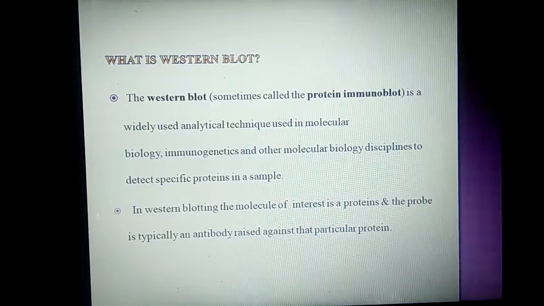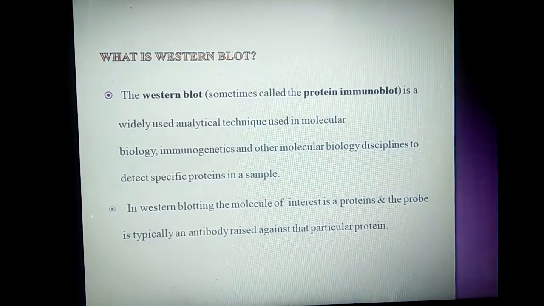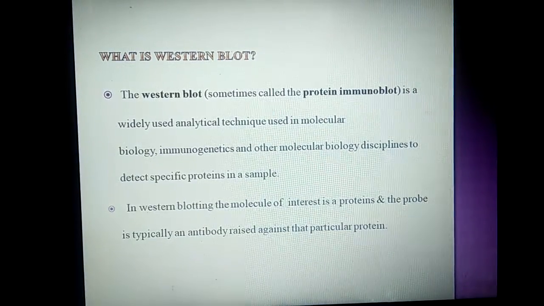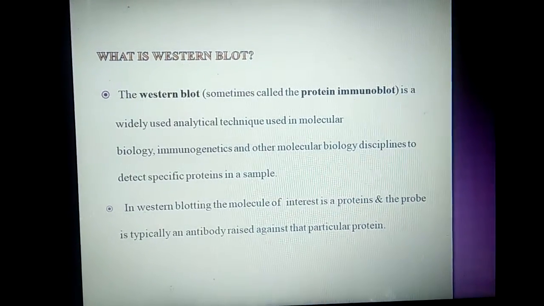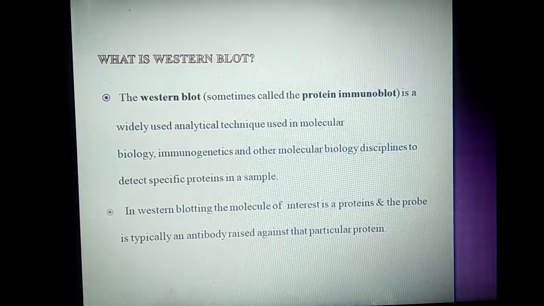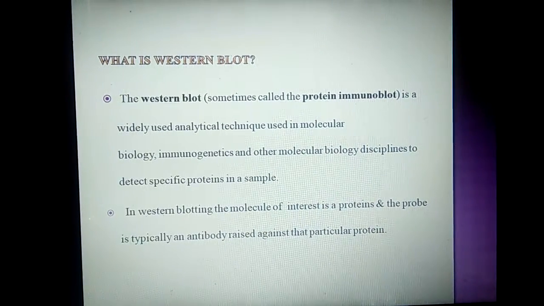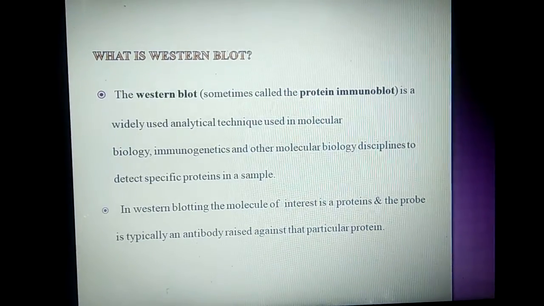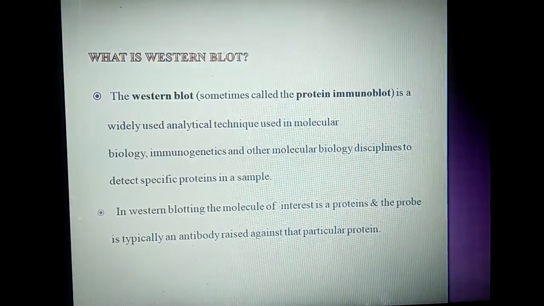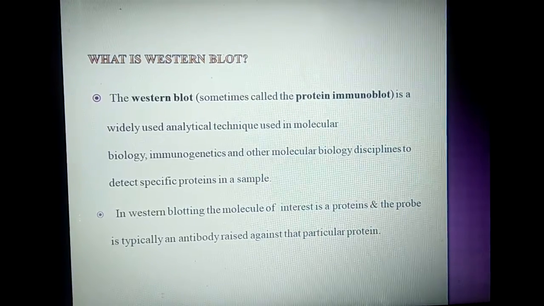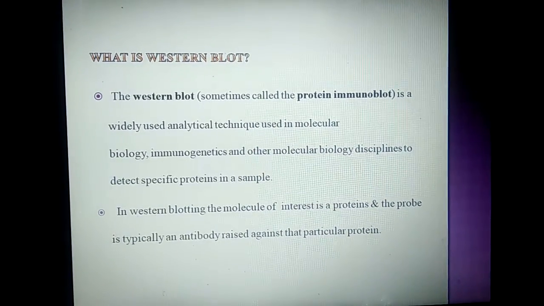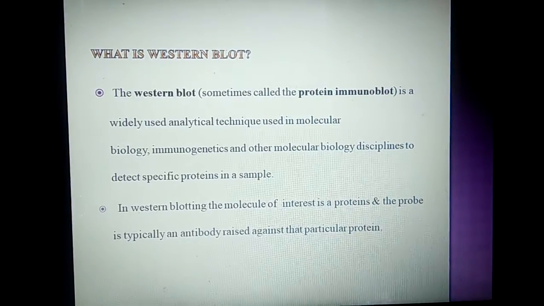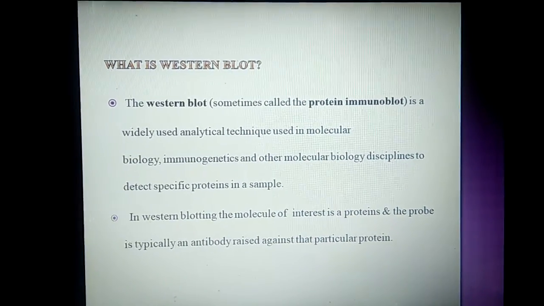That protein is the antigen or the antibody. We are going to study the antigen antibody interaction or reactions, therefore it is called immunoblot as well. That is used in molecular biology, immunogenetics, and other molecular biology disciplines for the detection of the protein. In the other blotting methods, the molecule of interest is different and the probe is DNA or RNA corresponding to the specific gene present in the sample. We have to introduce a probe in that method as well.